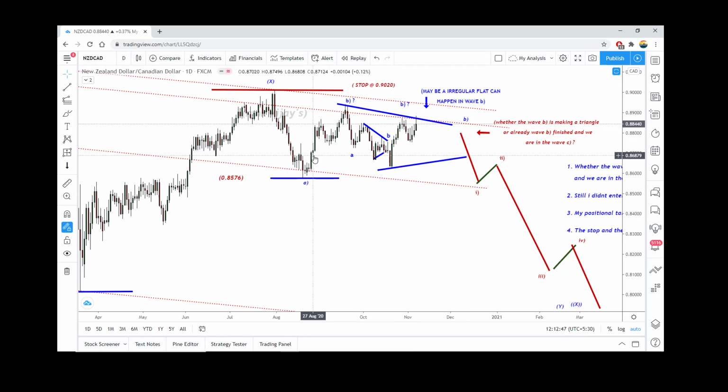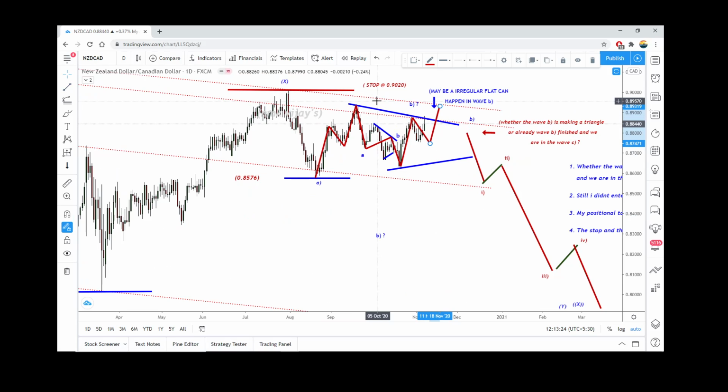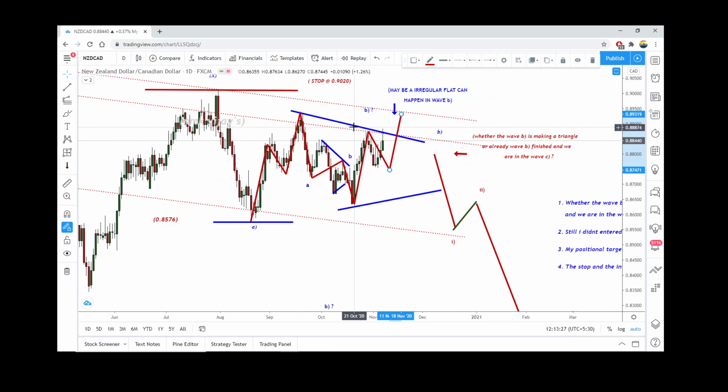So whether this B is completed, we need not make this kind of thing. So there is no B wave here. So now we come to a conclusion whether this could be a triangle or a flat correction. A triangle means A, B, C, D, E, and then again a drop, or it could be a flat correction also. How? This could be a B and C. This is A, B and C, A, B and C. And it has to break the previous high here. It did, and I already placed that order.